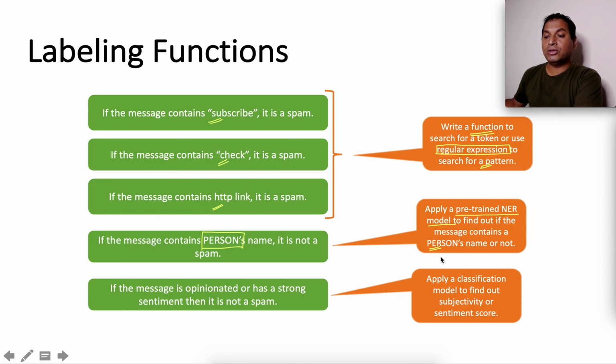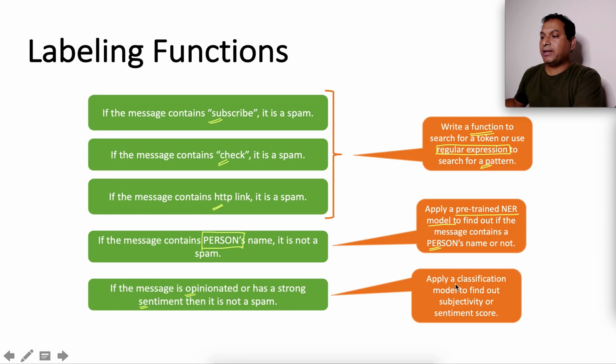Similarly, let's say another heuristic says the message is opinionated, or if the message has a very strong sentiment, positive or negative, then again probably it is not a spam. It's talking about the actual video. The spam messages are typically not opinionated and have very weak sentiment. That's, let's say, the assumption or the heuristic.